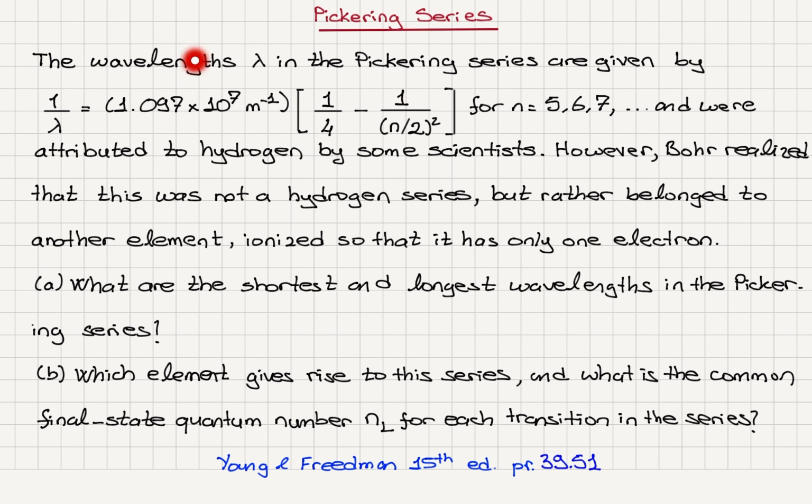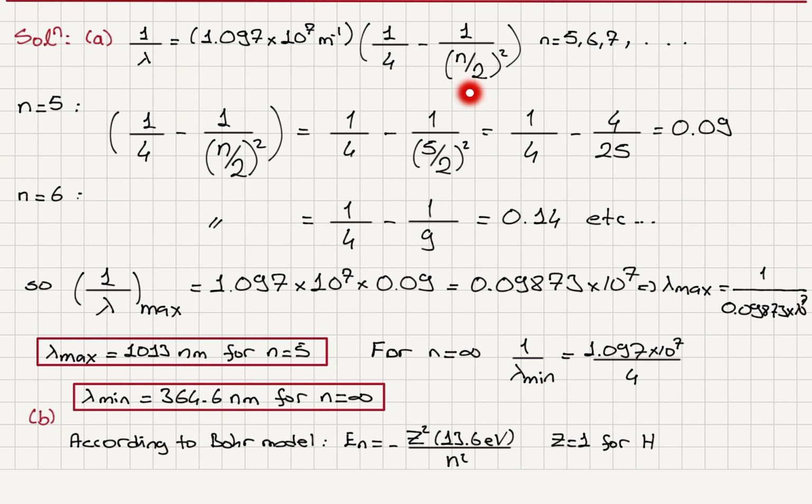And for the series, when we substitute the smallest possible value of n, we obtain the largest possible wavelength, as you can see explicitly here. As n increases, 1 over lambda is increasing, which means lambda is decreasing. So maximum lambda is 1013 nanometers for n equals 5, and the minimum occurs for the largest possible value of n, where n goes to infinity, 364.6 nanometers.